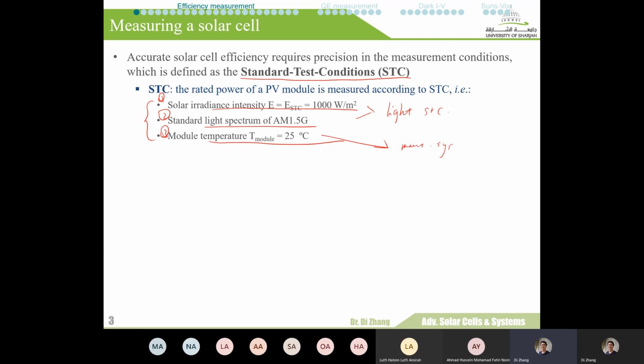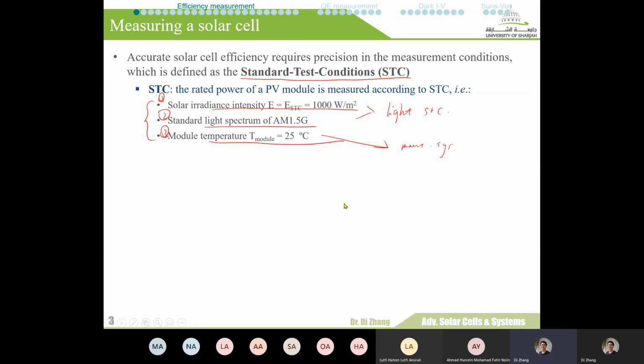Okay, and even for the light source, if you want to find the light source that will give you precisely 1,000 watt per square meter at the same time with the AM 1.5 global spectrum, it's not that easy to do.